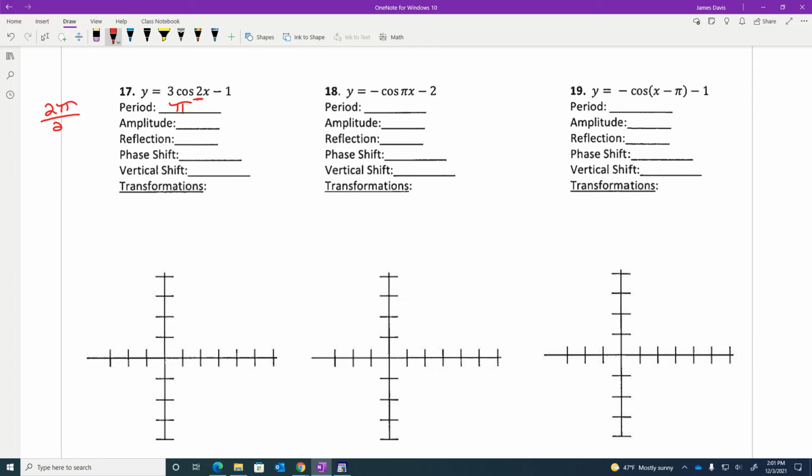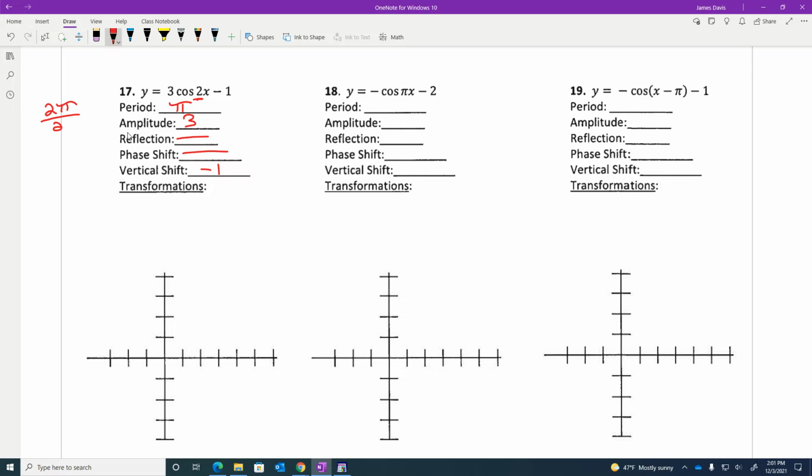The 2's cancel. Amplitude is 3. There is no reflection. Is there a phase shift? No. There's no parentheses, so there's no phase shift. But there's a vertical shift. Right. And the vertical shift's down 1.